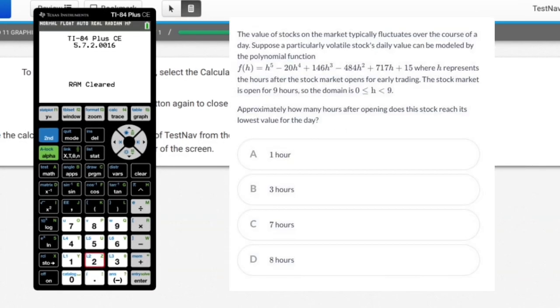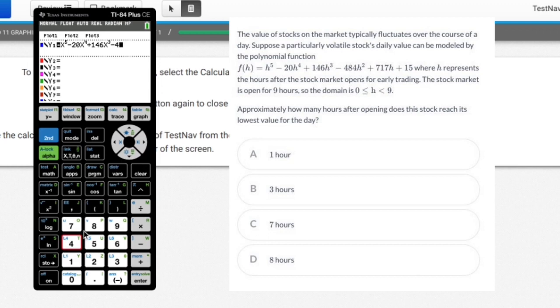All right, so we have this terrible equation to plug in. We're just going to plug it in and make sure that instead of H, we use X and go from there. So X to the 5th minus 20X to the 4th. Move to the right. Plus 146X to the 3rd, minus 484X squared.